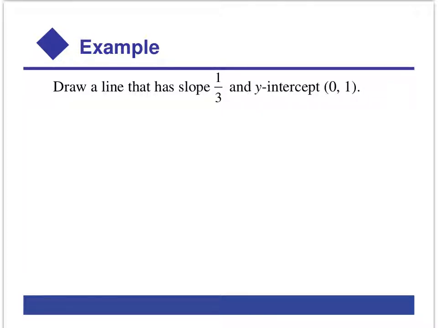In order to do that, we would need a graph, but since I don't have any graph paper on here, we're going to pretend. So here's our y-axis, here's our x-axis. The y-intercept is (0, 1), so the y-intercept is going to be right about here. So it's going to cross here.